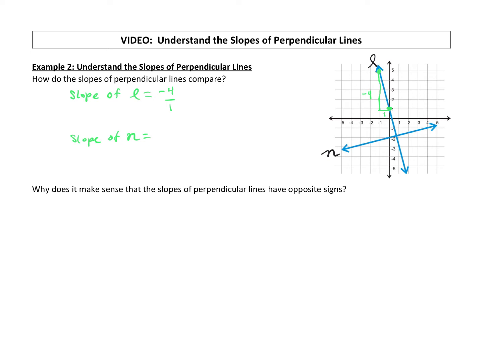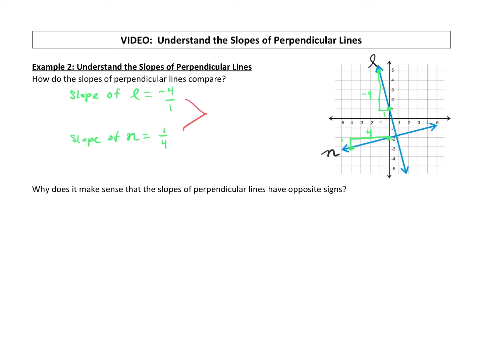Now let's find the slope of line N. As we look at line N, we want to find two nice exact points. I can see here's an exact point, and we have an exact point right there. Count the rise over the run. Start with the point on the left and do the rise first. We're rising up 1, so it's going to be positive. We're going to run 1, 2, 3, 4. So 1 over 4.